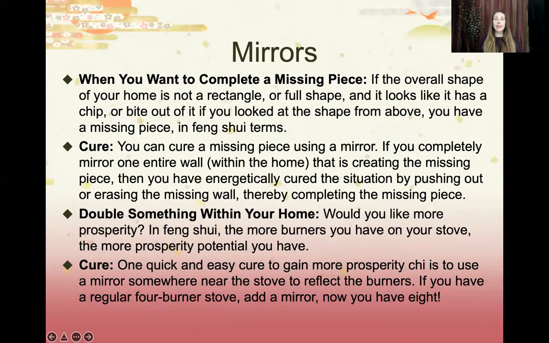If we have a missing piece, so if the overall shape of your home isn't a rectangle or square, or the full shape, and it looks like it has a chip or a bite out of it when you look at the shape from above, we have a missing piece in feng shui terms. There are a lot of ways that we can cure these missing pieces. But because we're talking about mirrors here, the cure with using a mirror, if you completed one entire wall within the home that's creating that missing piece, you've energetically cured that situation by pushing out or erasing the missing wall.